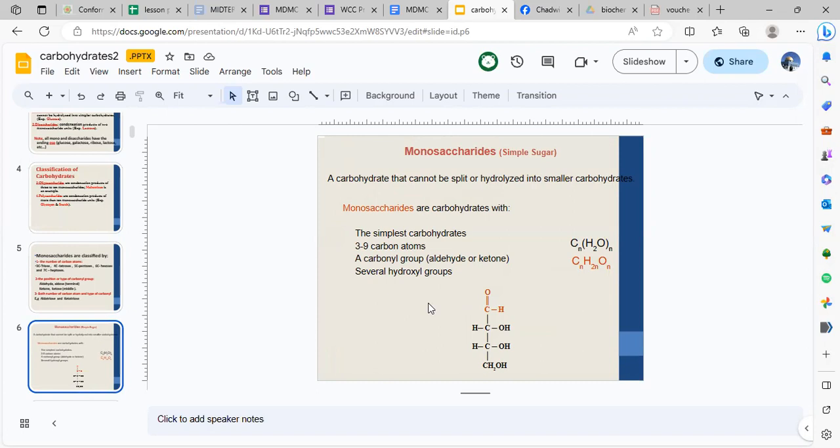It's basically a carbohydrate that cannot be split or hydrolyzed into smaller carbohydrates. So it's the monomer. It's a basic unit of the carbohydrate. So you have 3 to 9 carbons long, and you have a carbonyl group. So it's either an aldehyde or a ketone. You have several hydroxyl groups like this one. So there's always an OH attached to carbon, as long as it's not the carbonyl group.